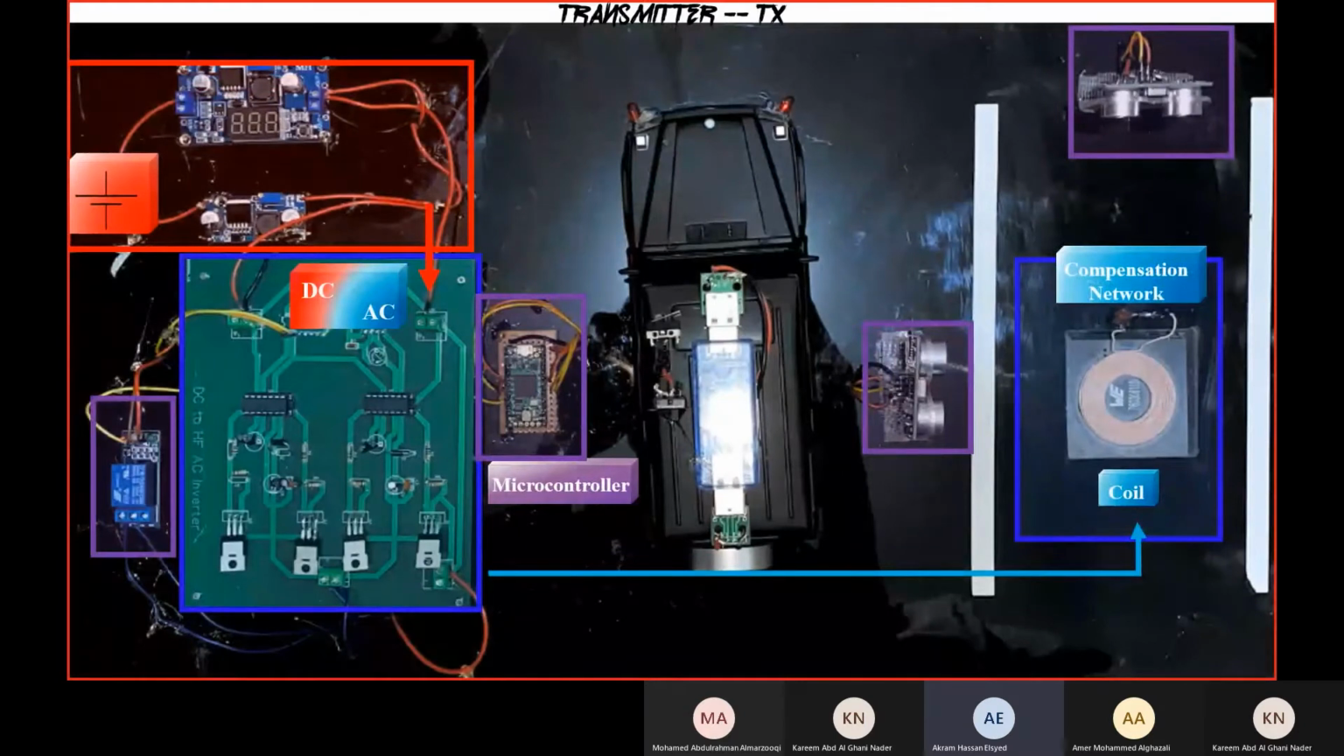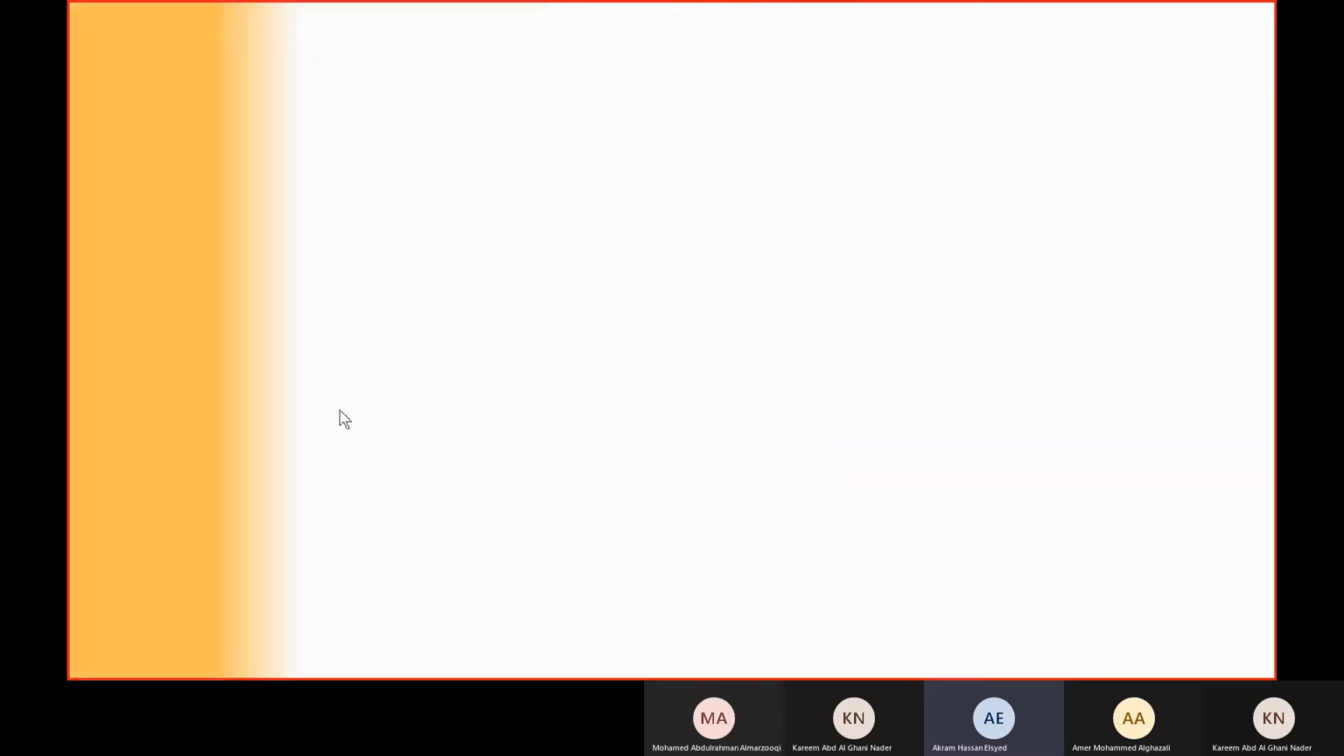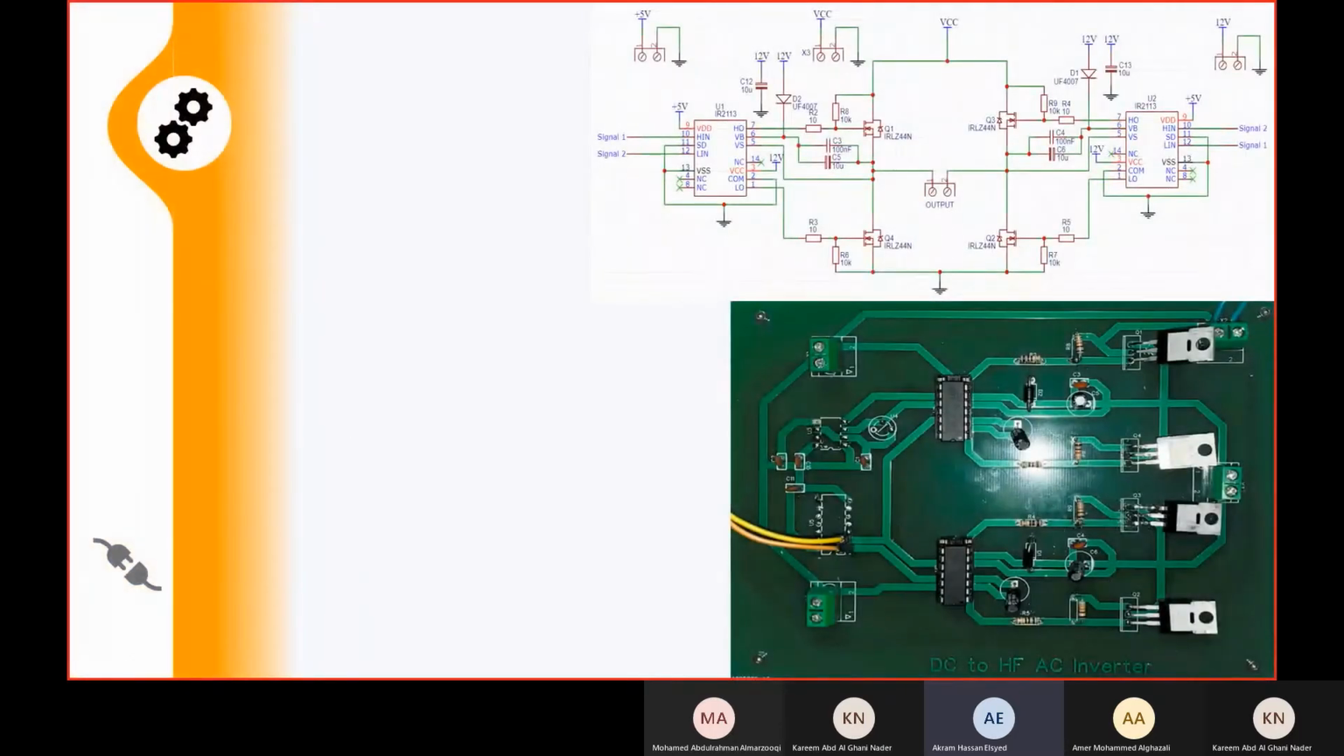Now coming to the transmitter side, we have a DC to AC circuit board, a microcontroller, and two ultrasonic sensors to sense when the car is at the top of the coil. And now my colleague Mohamed Al-Marzoughi will discuss the DC to AC circuit.